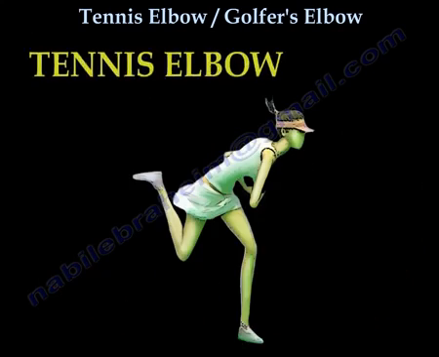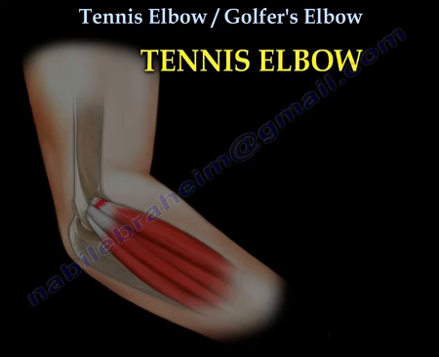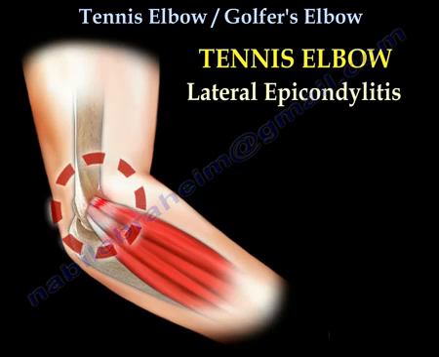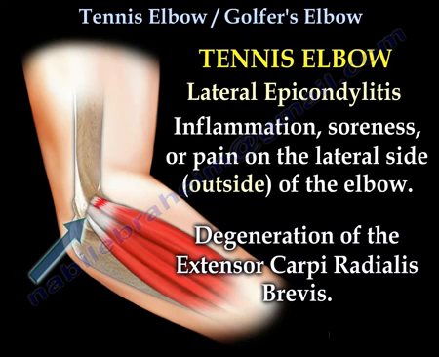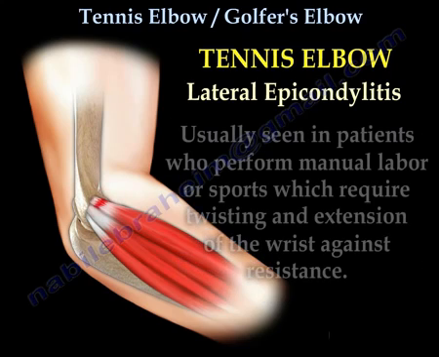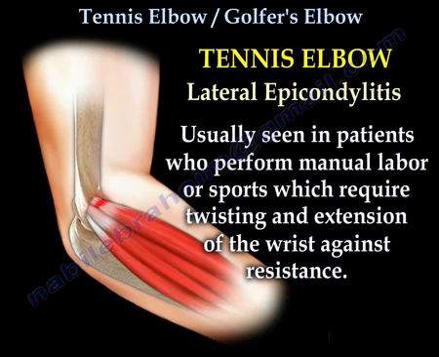Tennis elbow. Lateral epicondylitis. It occurs due to inflammation, soreness, and appears as pain on the lateral side, outside of the elbow. There is degeneration of the extensor carpi radialis brevis, usually seen in patients who perform manual labor or sports which require twisting and extension of the wrist against resistance.